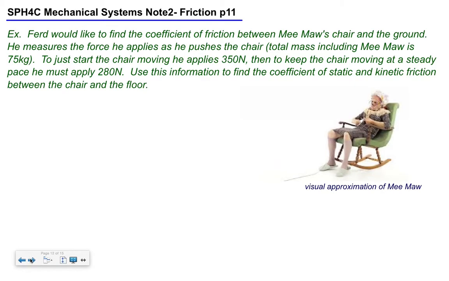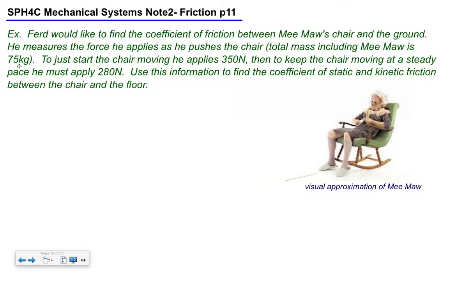But let's go through an example with old Meemaw here. So Ferd wants to find the coefficient of friction between Meemaw's chair and the ground. He measures the force he applies as he pushes the chair. Now, measuring force, you might say, how do you do that? Well, in the laboratory, we use the little spring scales, right? I don't know how Ferd did it. Maybe he had a massive spring scale. He applies force as he pushes the chair with a total mass of 75 kilograms.